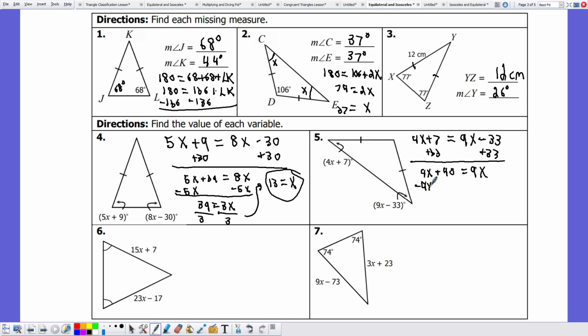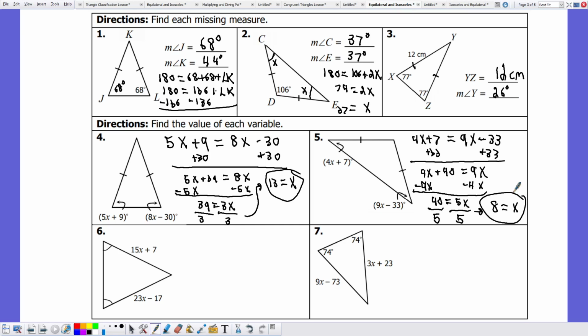Subtract 4x on both sides. And we have that 40 is equal to 5x. Divide by 5 on both sides. And we see that 9 is equal to, oh, sorry, not 9, what am I doing? 8 is equal to x. So, as we can see, it's simple. It's the same rules each time.